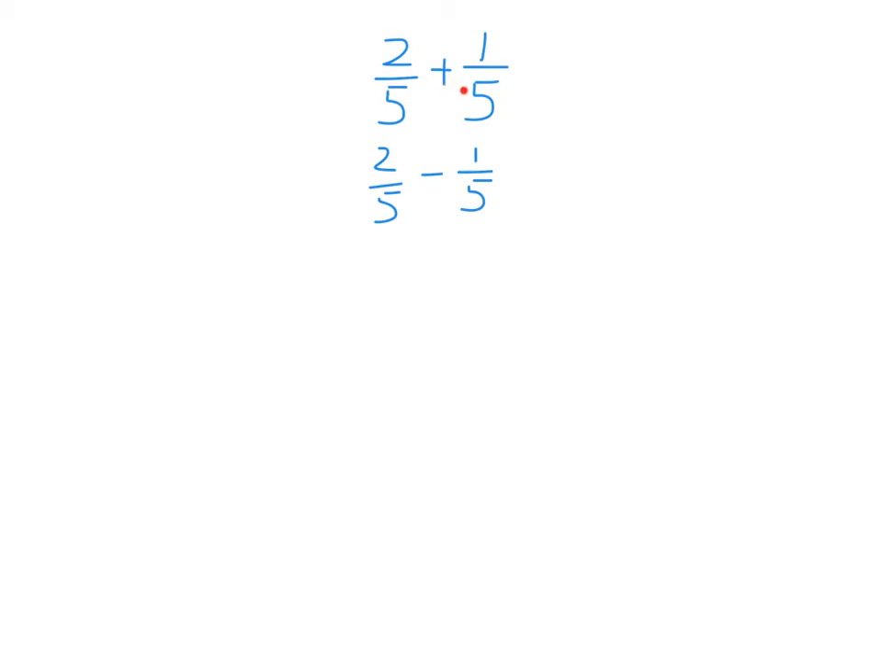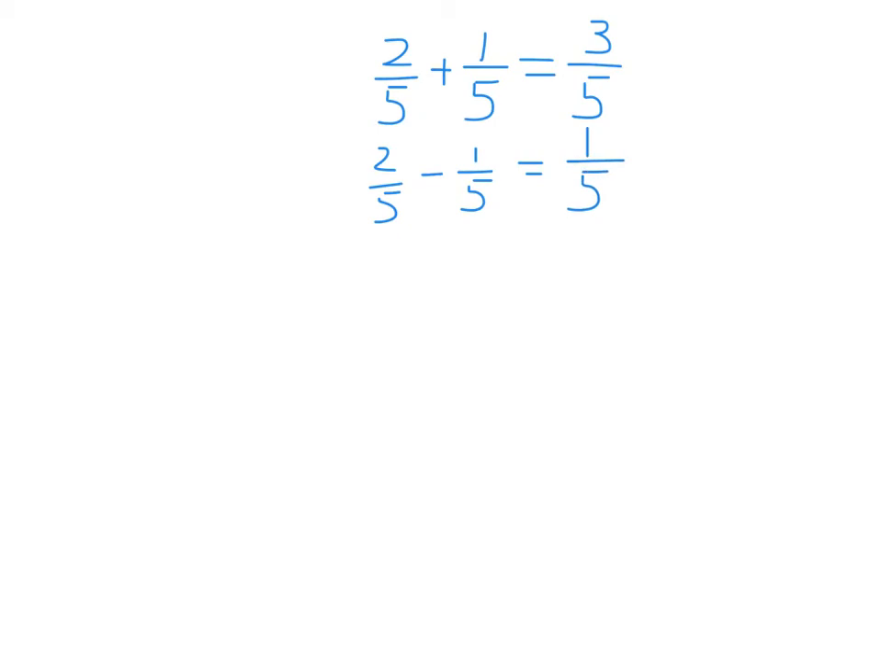So for 2/5 plus 1/5, the answer isn't 3/10, it's 3/5. We just add the top and we leave the denominator as it is. Second one here is exactly the same, except instead of going 2 plus 1, I go 2 minus 1, which is 1, and I leave the same denominator.